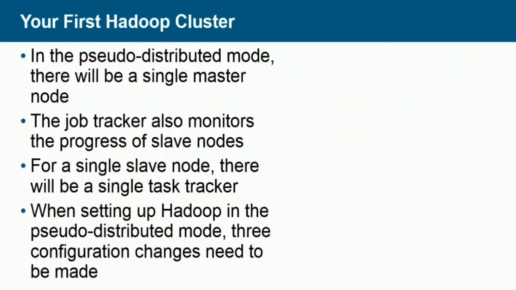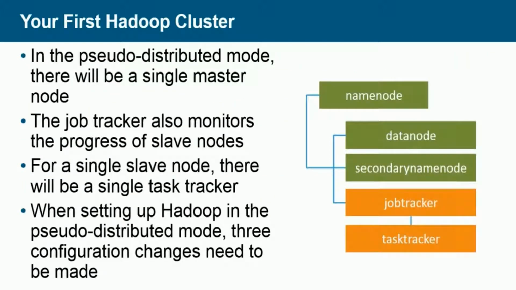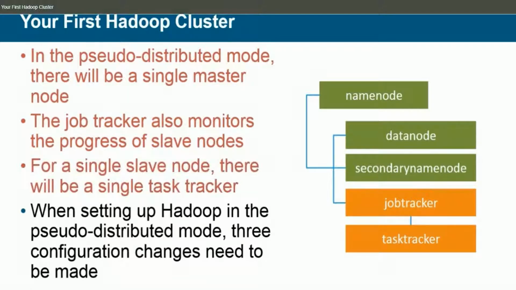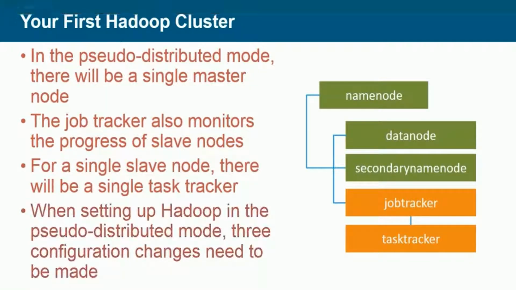For pseudo-distributed mode, there will be a single master node with a single job tracker, which is responsible for scheduling tasks of that job to the data nodes. The job tracker also monitors the progress of the slave nodes and assigns the re-execution of unsuccessful tasks to the slave nodes. For a single slave node, there will be a task tracker to execute the task as per the master node's directions. When setting up Hadoop in pseudo-distributed mode, 3 configuration changes need to be made. One to each of the core site, HDFS site, and the MapReduce site configuration files.